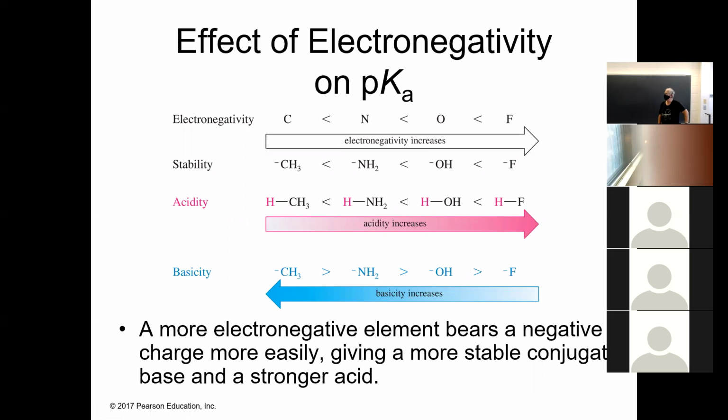These are some trends to look for in comparing or predicting strengths of acids. One factor is electronegativity. As electronegativity increases as we go across a row, acidity increases. So HF is a stronger acid than water, which is a stronger acid than ammonia, which is a stronger acid than methane.